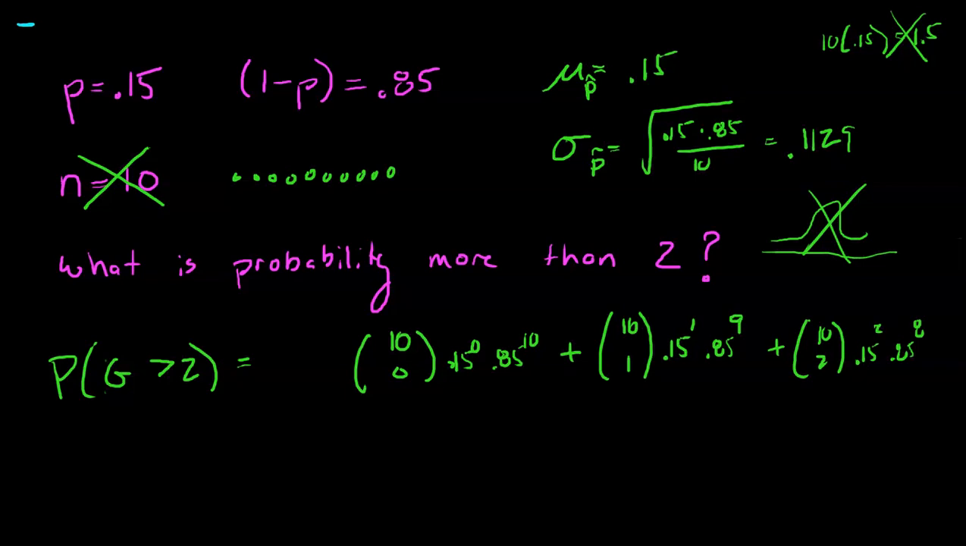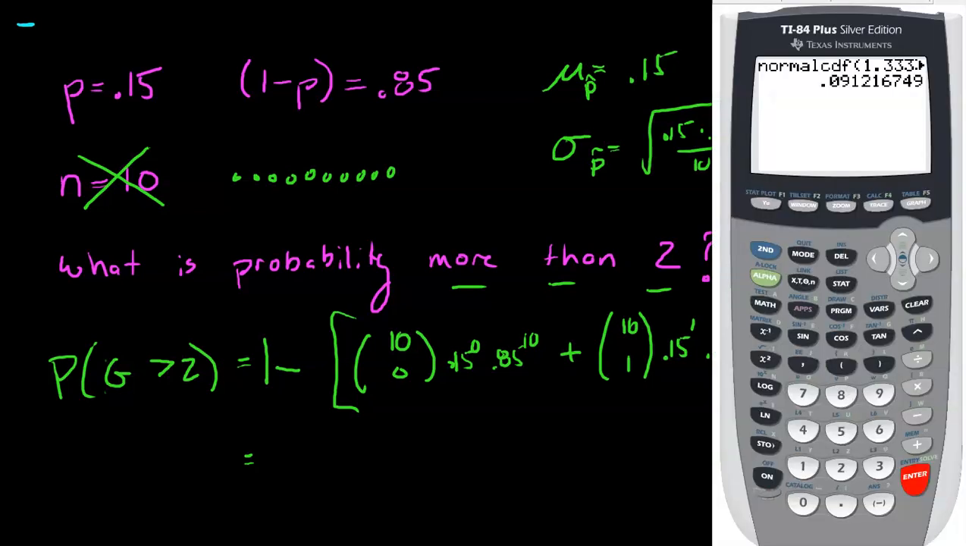8 non-greens. Now remember, this is what I don't want. So I'm going to do 1 minus that to get the probability that it's 2 or more. Or I'm sorry, excuse me, 3 or more. Because the question specifically said more than 2. More than 2. That's 3, 4, 5, 6, 7, 8, 9, 10 out of 10. So I'm going to find 0, 1, and 2.